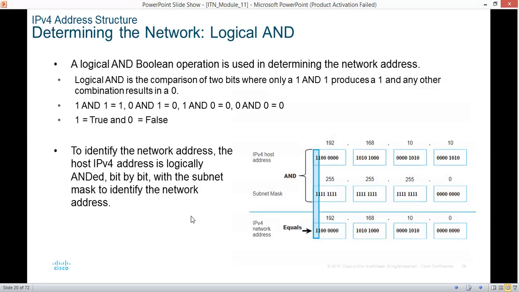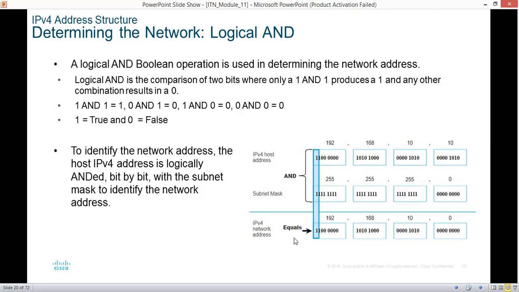And so here is determining the network, that's logical AND, because when you AND your IP address and your subnet mask, it gives you the corresponding value, which automatically becomes the network address. So once you have an IP address, which is the host, and you AND it with the subnet mask, the resulting output is what we call the network address.